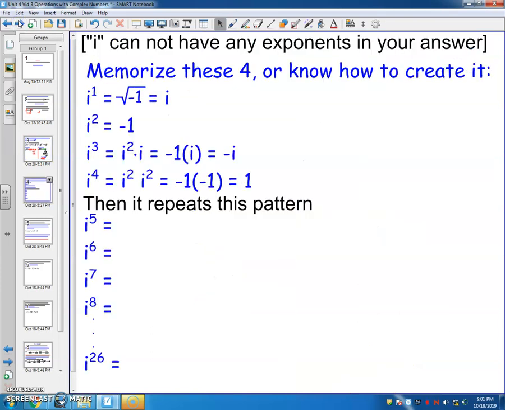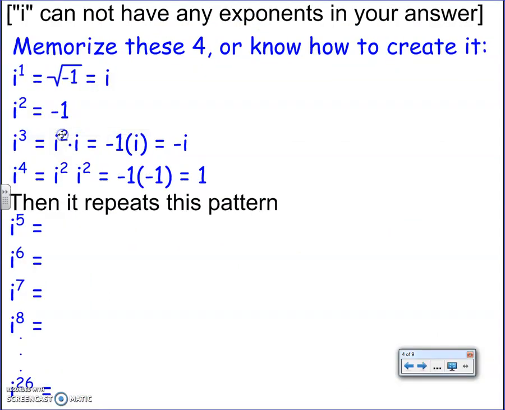Alright, going forward, i has this weird rule, and that is i can never have an exponent. So we have to know what i to the first, second, third, and fourth is, and then it repeats. So you should memorize these or know how to create it. So when you have i to the first power, it's okay to have an invisible 1, so we don't actually do anything. But you have to know i squared equals -1. That's the most important fact.